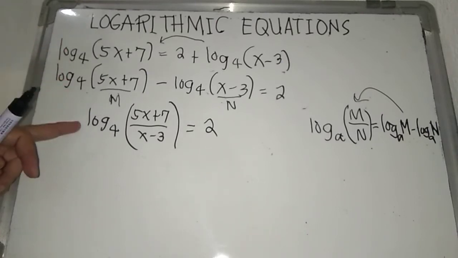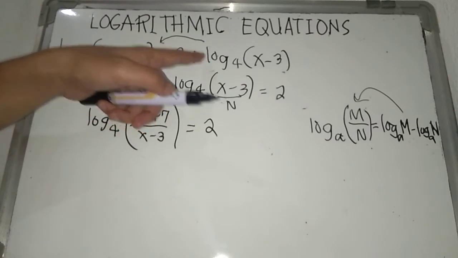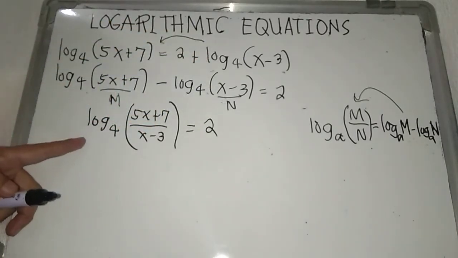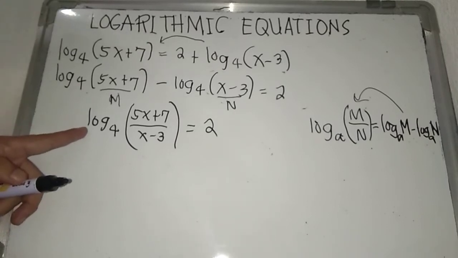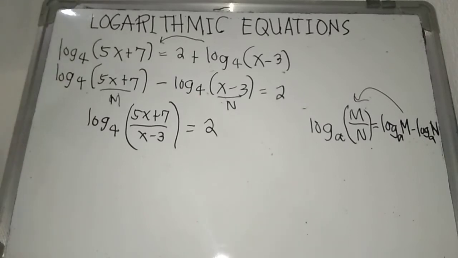our second step. Now, recall that the first step is that we are going to transpose all the logs to the left in order to combine into a single expression. And this is now our step 2. What is our step 3? We are going to use the definition of logarithm to rewrite the expression in exponential form.